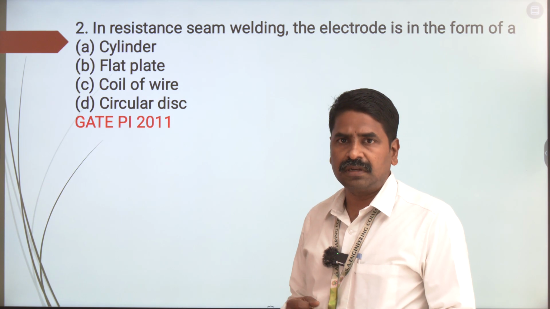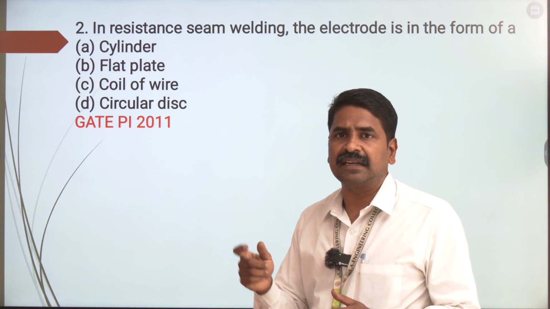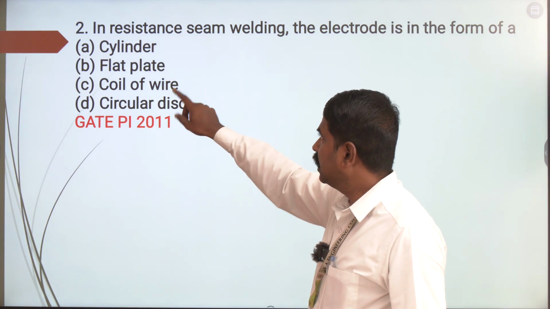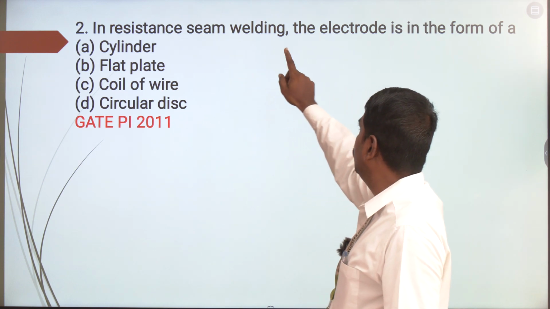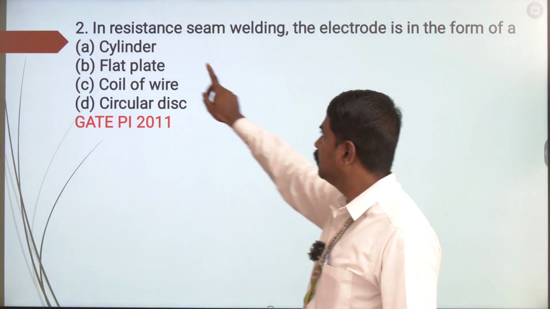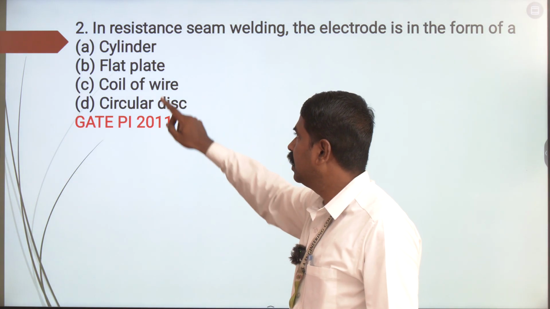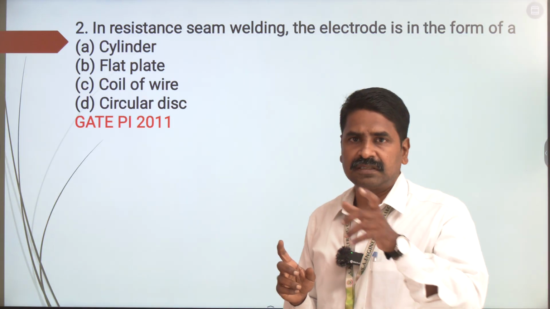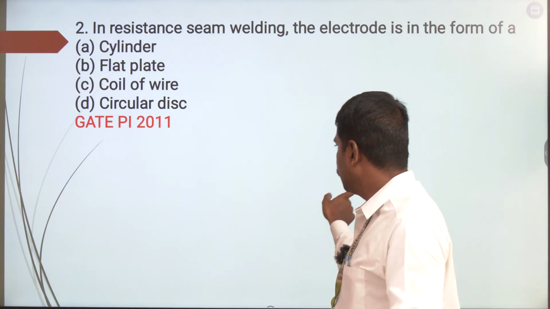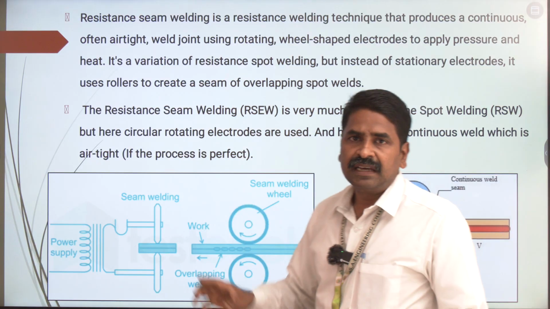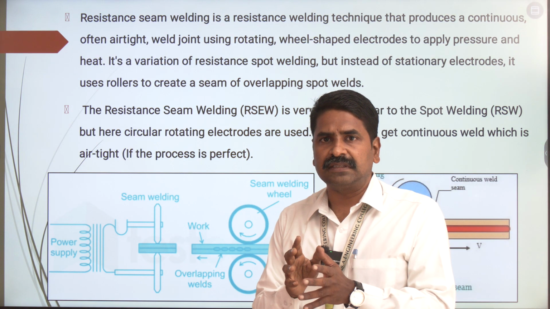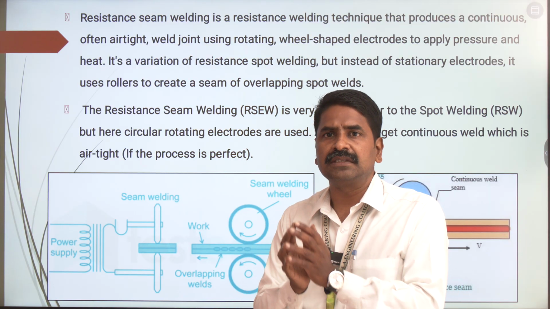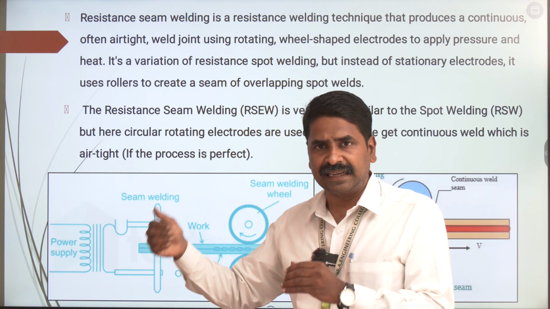If you are going to see the question, as I already told you, read the question twice, understand the question thoroughly. The answer will be in the question itself. So I am reading the question again. In resistance seam welding, the electrode is in the form of cylinder, flat plate, coil of wire, and circular disc. To give the answer, first you understand what is resistance welding, then resistance seam welding. As I already told you, resistance welding is a joining process which you have seen under the third category of joining processes, in which the joining of the metals is going to take place by applying electrical resistance.